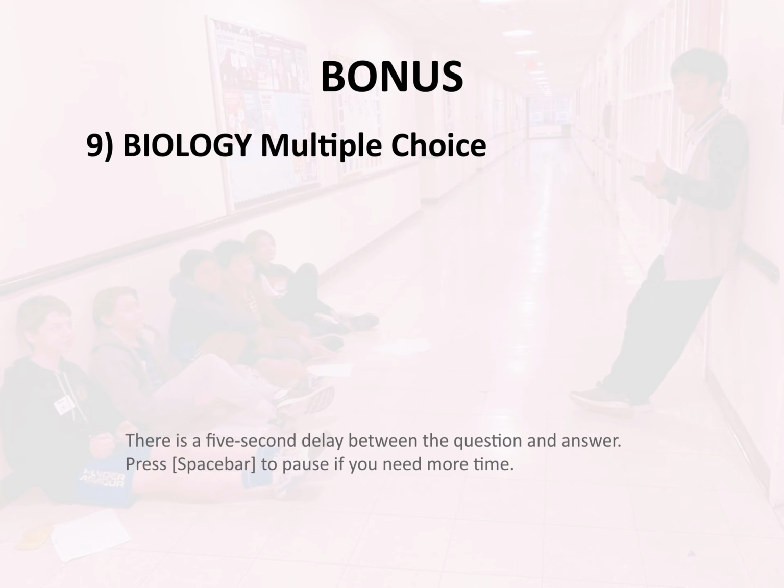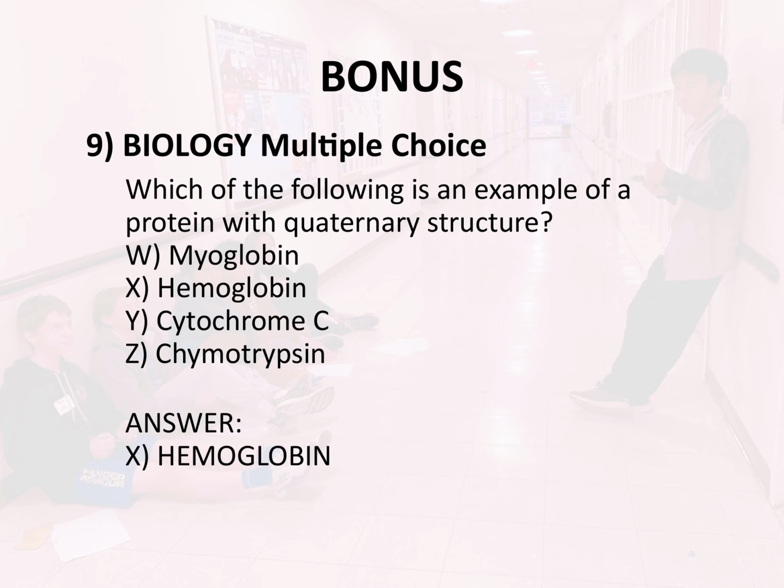Bonus 9. Biology. Multiple choice. Which of the following is an example of a protein with quaternary structure? W. Myoglobin, X. Hemoglobin, Y. Cytochrome C, Z. Chymotrypsin. Answer, X. Hemoglobin.